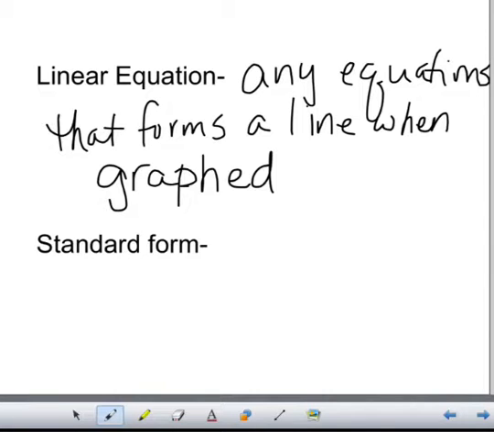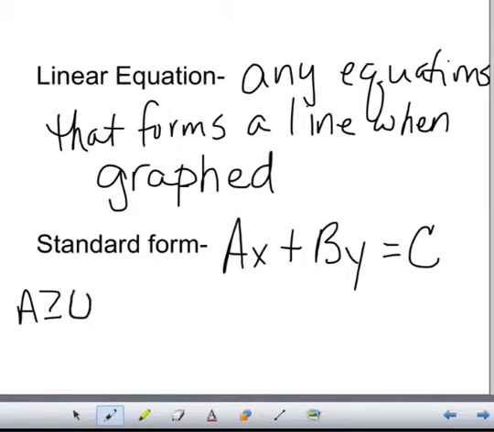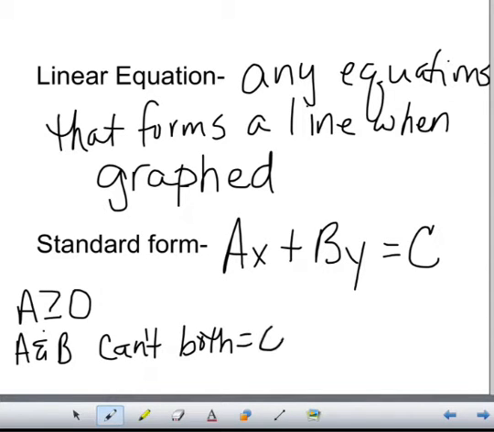Standard form of a linear equation is ax plus by is equal to c. A, b, and c, okay, are just integers. A has to be greater than or equal to 0, which basically means it can't be a fraction or negative. A and B both can't be 0. One of them can be 0, but they cannot both equal 0.